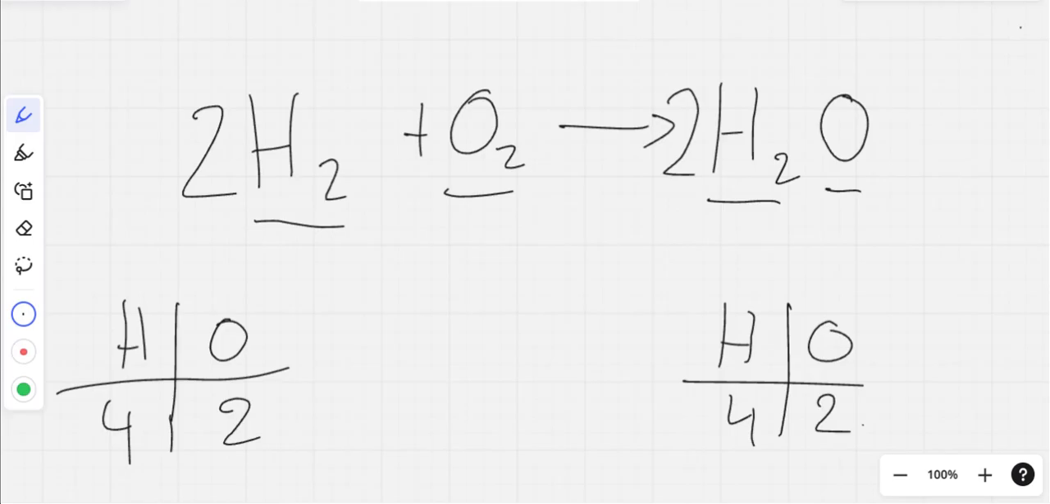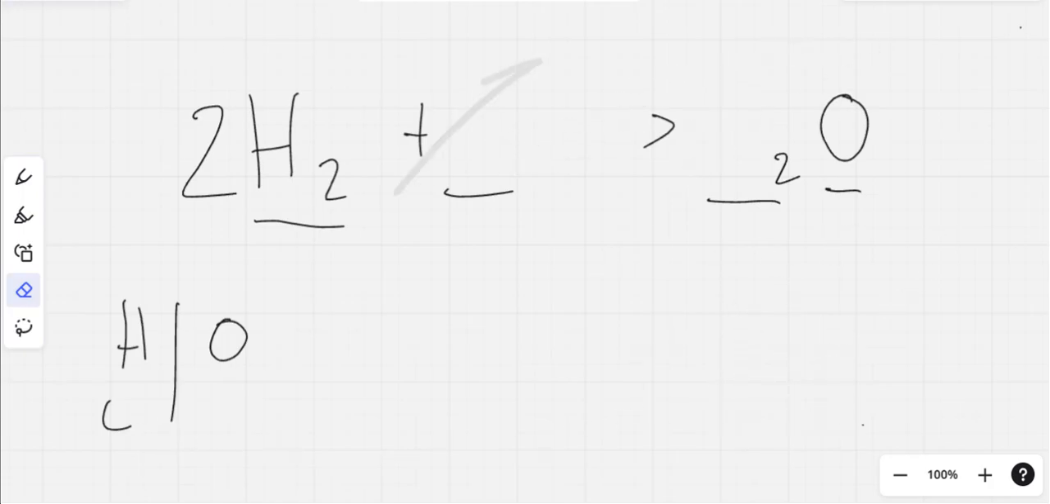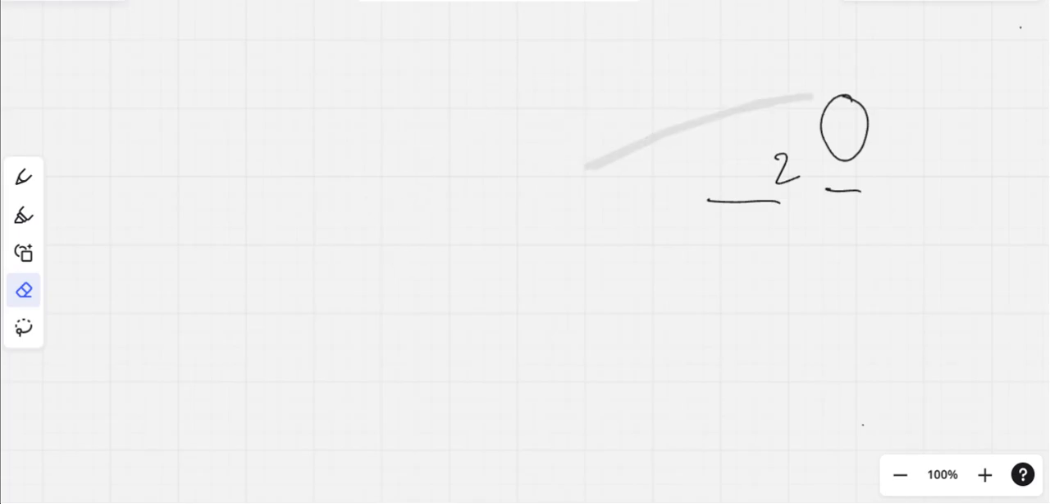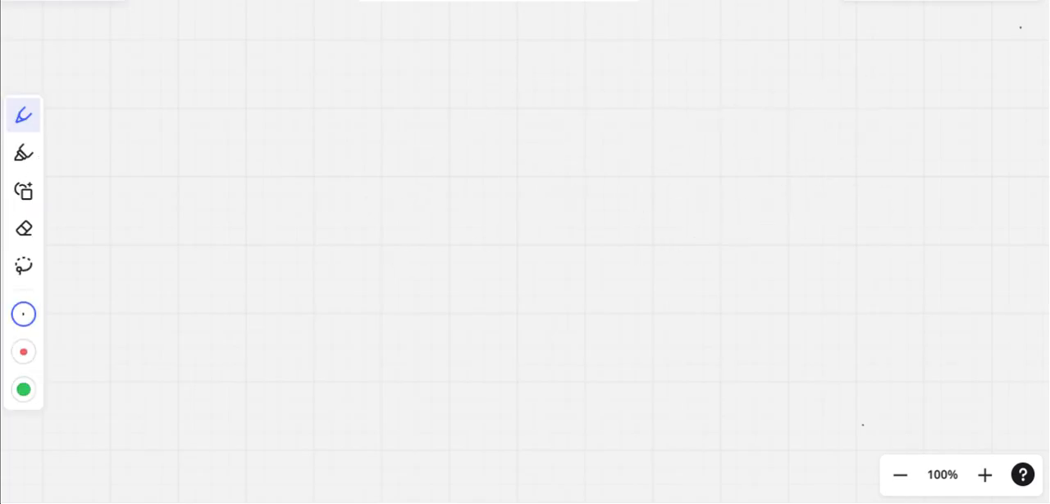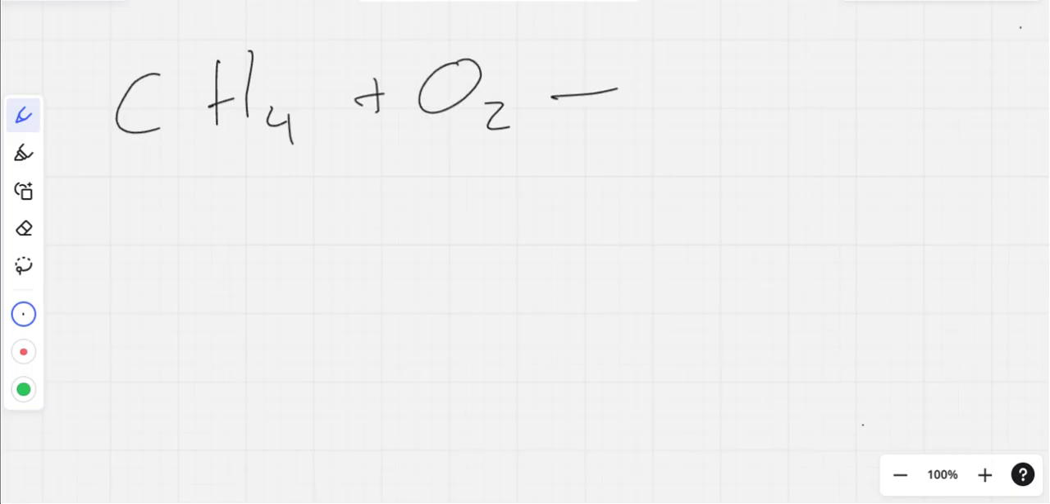But yeah, so let's try a harder equation. So let's try CH4 plus O2 gives us CO2 plus H2O. So you can pause the video and try to balance it, or you can stay here and just try and learn this.